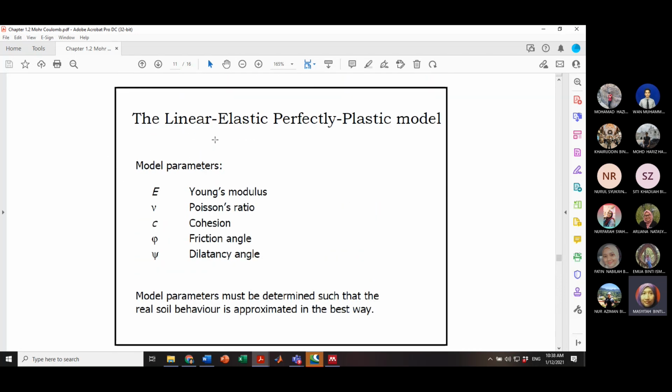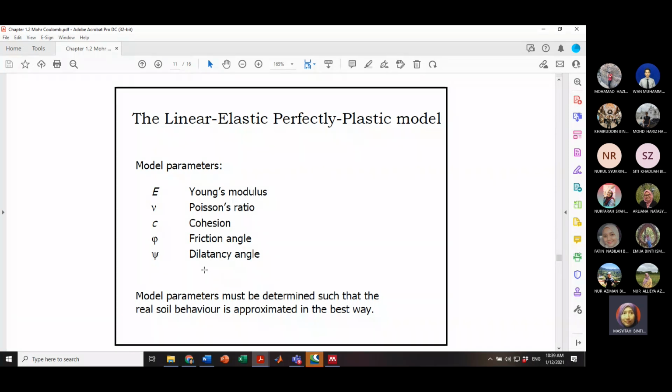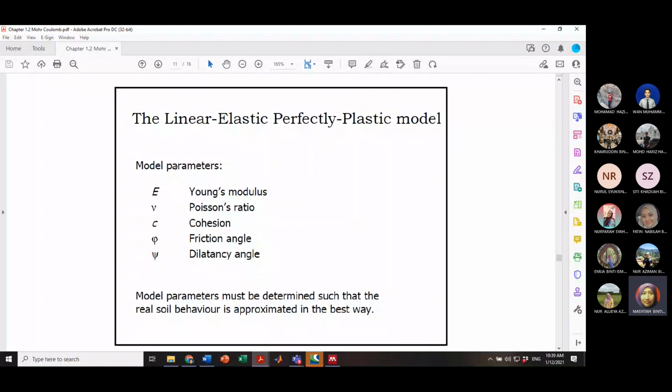In the last conclusions, what is actually being shown from the experimental result is that all 5 model parameters consist of Young's modulus E, the Poisson ratio nu, cohesion C, the friction angle phi, and the last one is the dilatancy angle. So in total, only 5 input parameters are needed in the numerical model and simulation. It means that it's easy to be used, for a beginner like you.